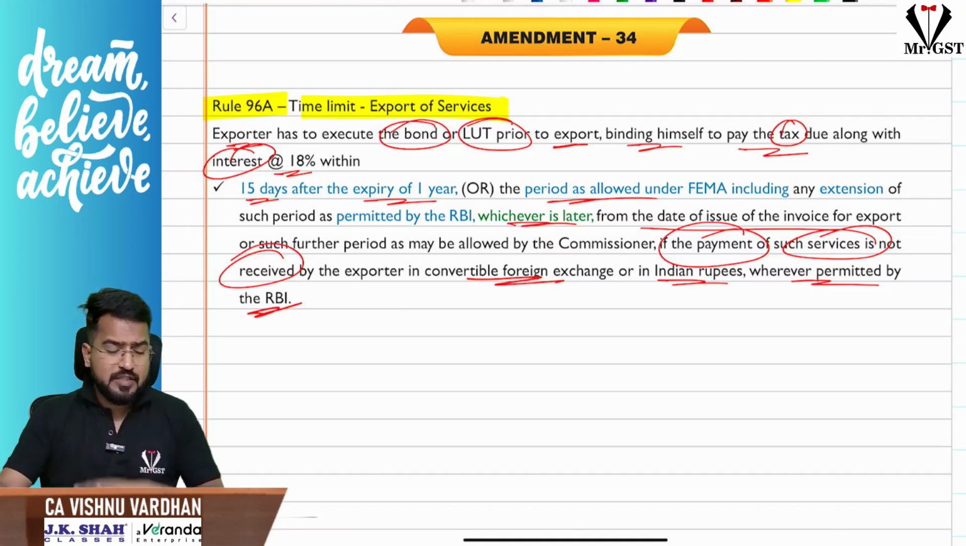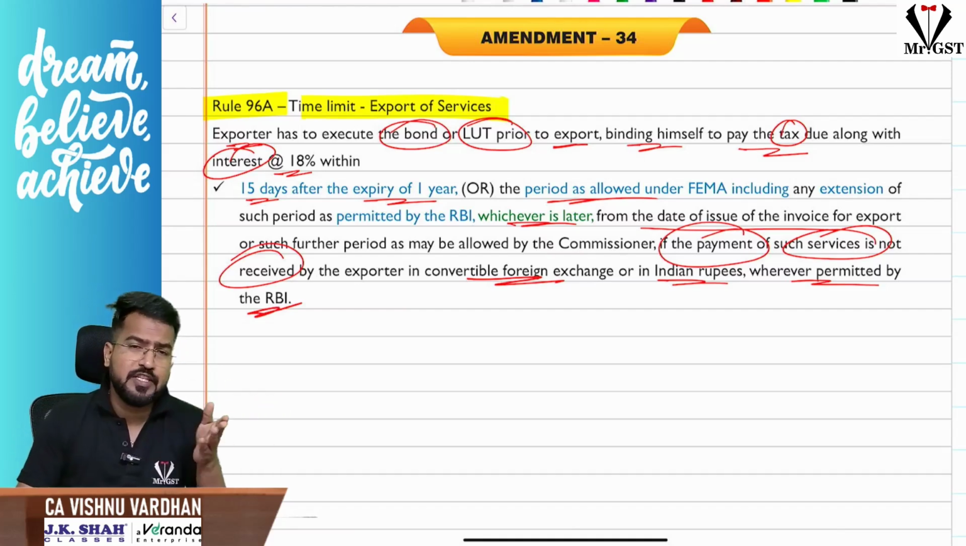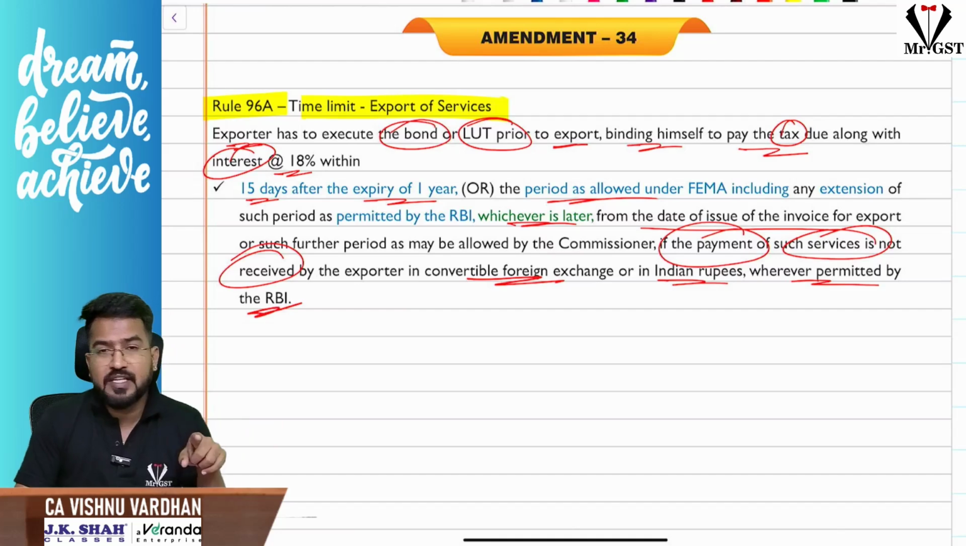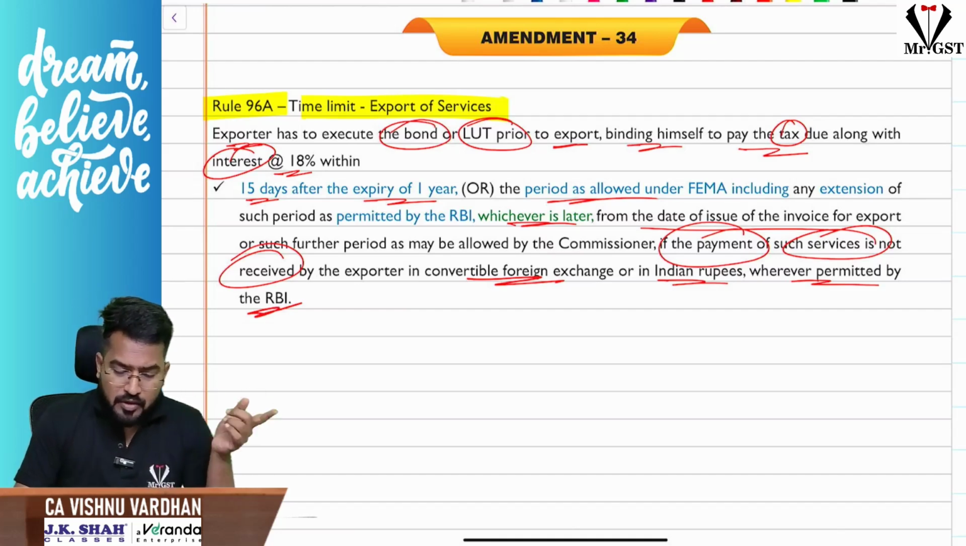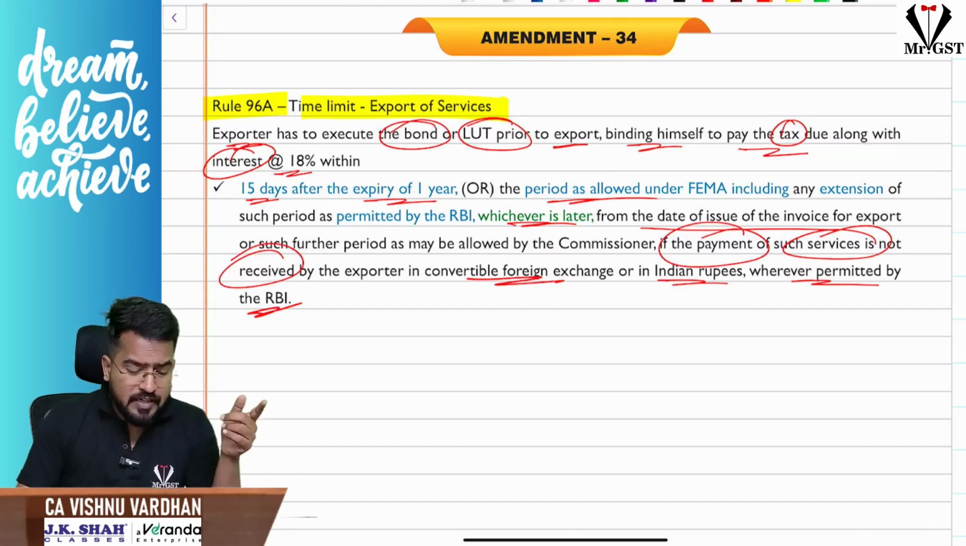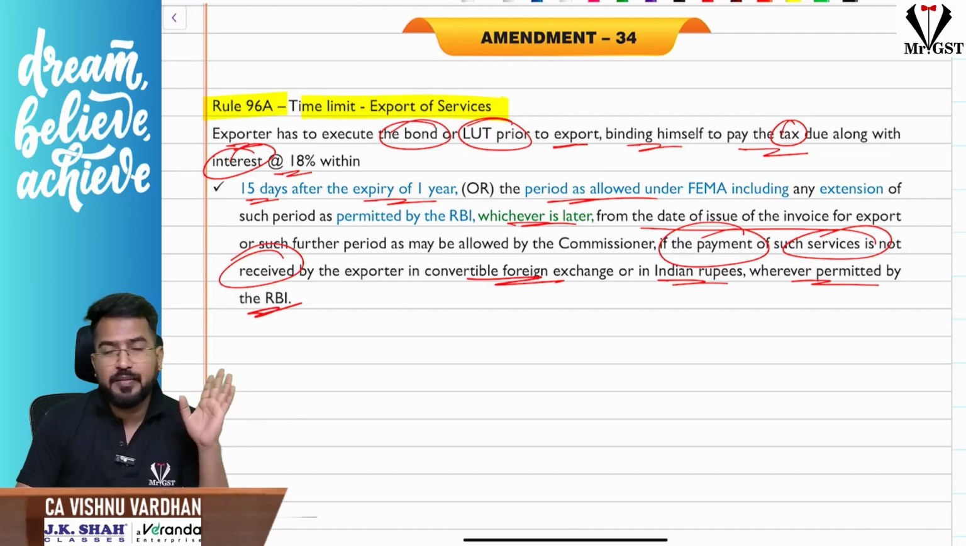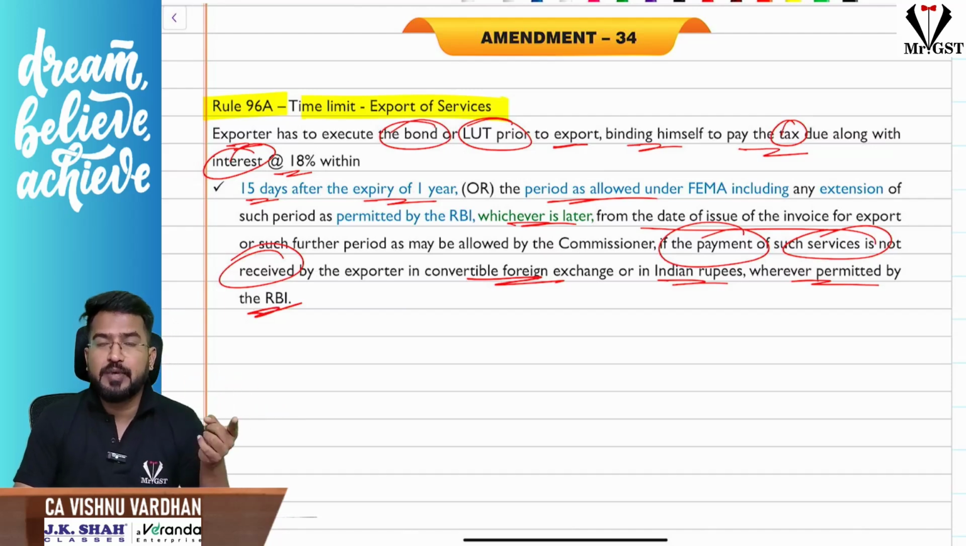The next one is with respect to the time limit for export of services. See, when you are exporting services, you should have received the consideration within 1 year from the export, or within such time period as may be allowed under FEMA, whichever is later. After that, if you are not receiving within 15 days, you should make the payment of taxes, because if you made export of services without payment of tax, in that case you should pay the tax along with interest of 18%.